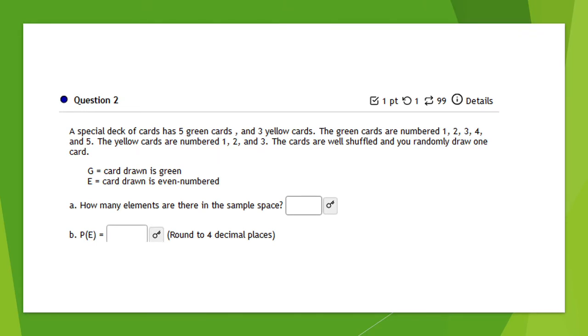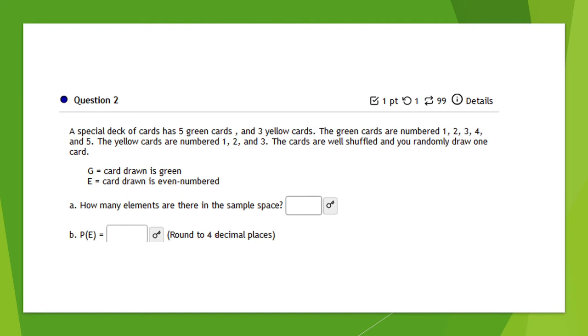Question 2. A special deck of cards has 5 green cards and 3 yellow cards. The green cards are numbered 1, 2, 3, 4, and 5. The yellow cards are numbered 1, 2, and 3. The cards are well shuffled and you randomly draw one card. G is equal to a card drawn that is green. E is a card drawn that is an even number.